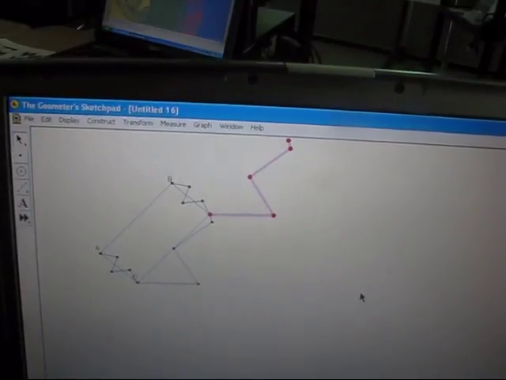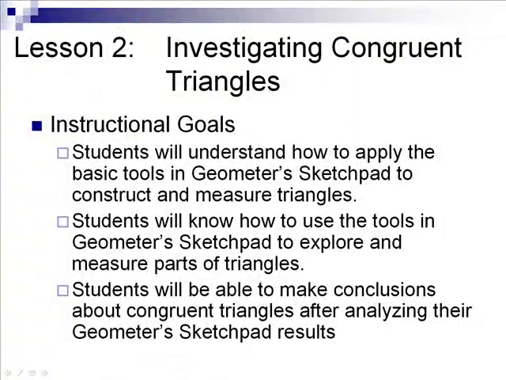The second lesson focused on investigating congruent triangles. The goals for this included students understanding how to apply the basic tools to construct and measure triangles, students knowing how to use the tools to explore and measure parts of triangles, and students being able to make conclusions about the triangles after analyzing their results.